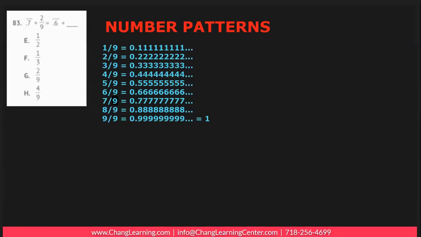Question 83 says, 0.7 repeating plus 2/9 equals 0.6 repeating plus what value? Well, here you had to know number patterns for ninths. 1/9 is 0.1111, 2/9 is 0.222 forever and ever, 3/9 is 0.3, 4/9 is 0.4, and so on.